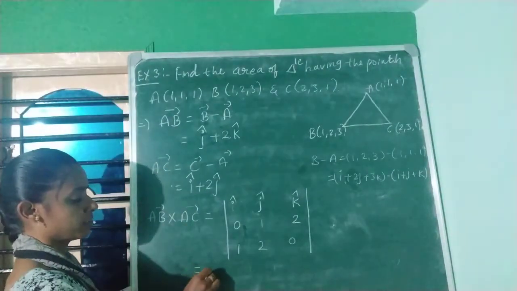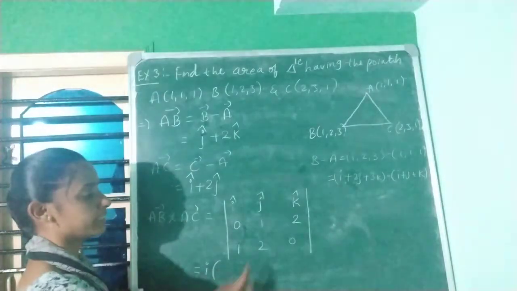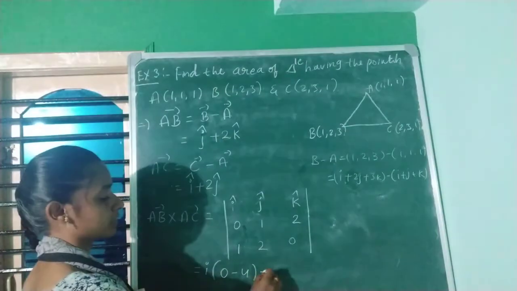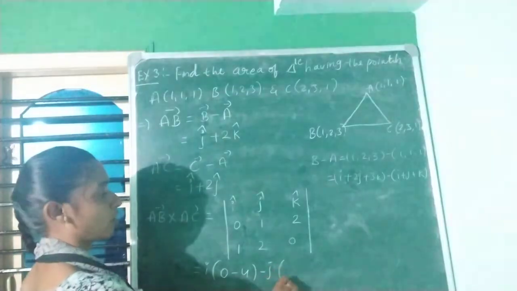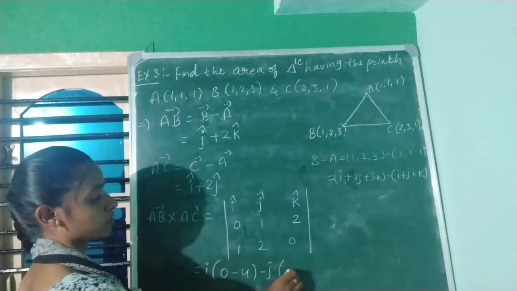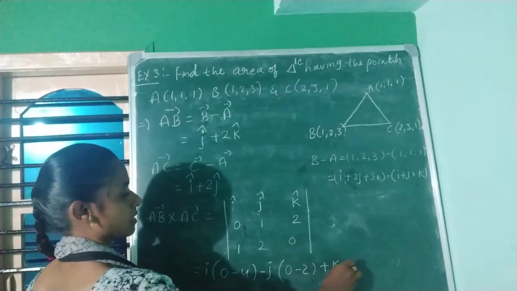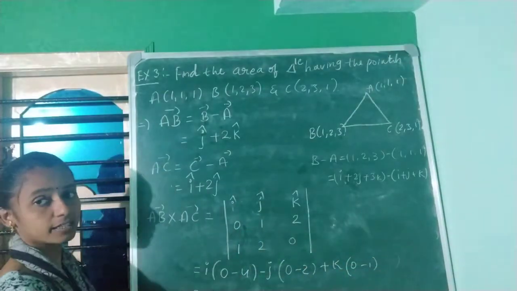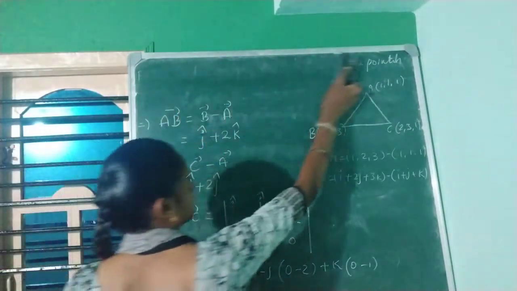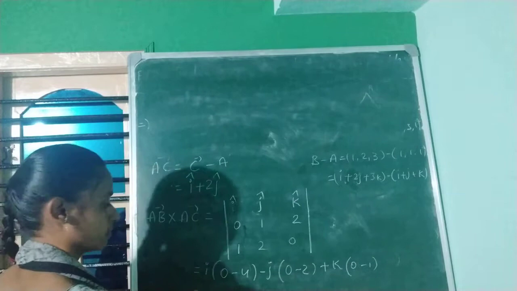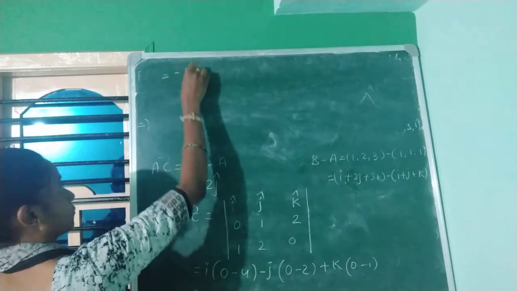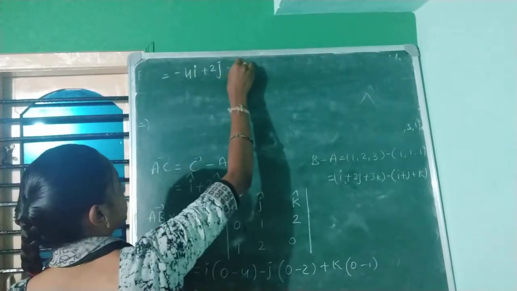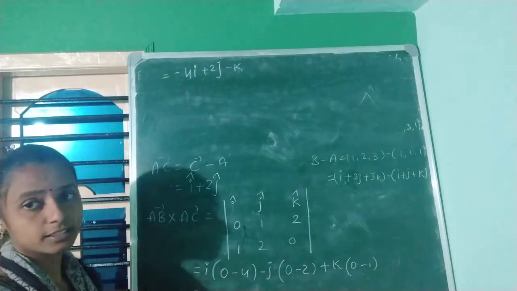Expand this one. i with first row, first column, delete it. Remaining is 1 into 0 is 0, 2 into 2 is 4. Next is minus j of first row, second column, 0 into 0, 0, minus 2. Plus k into first row, third column, 0, minus 1. Hence here we'll get minus 4i, minus into minus plus 2j and minus k. This is what AB cross AC.